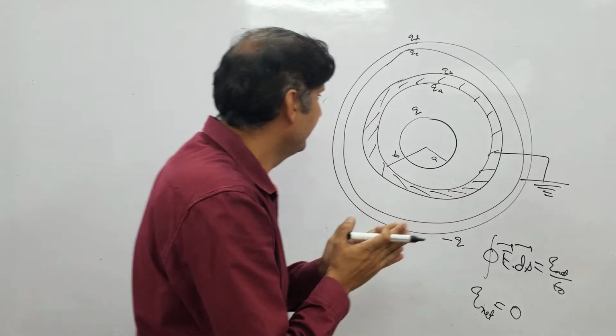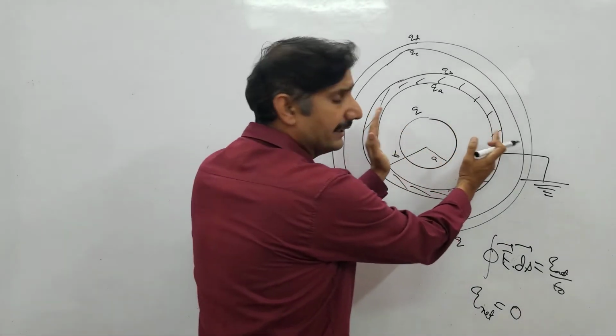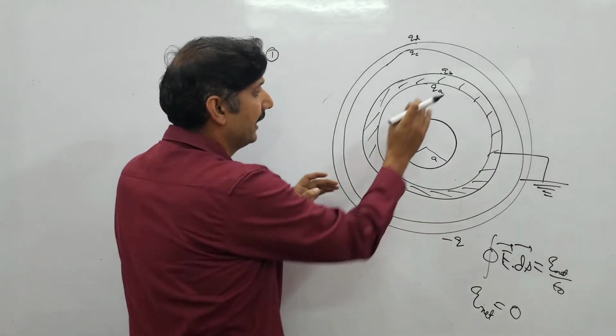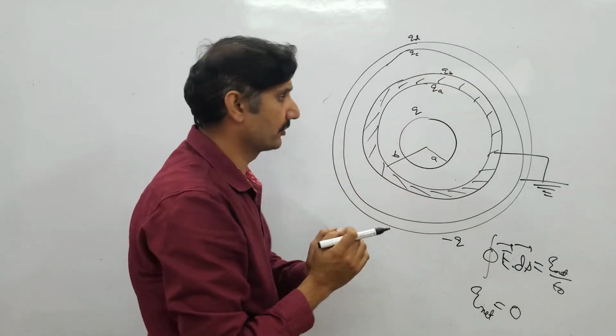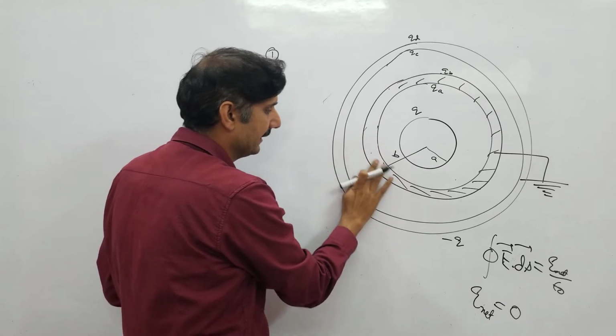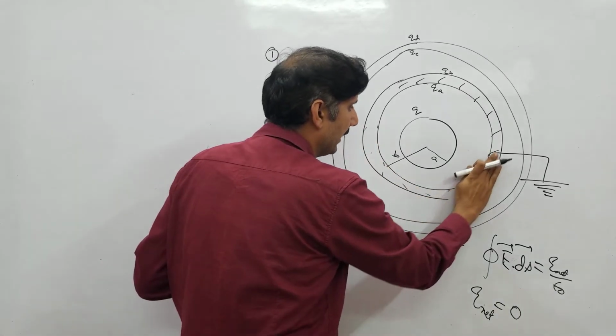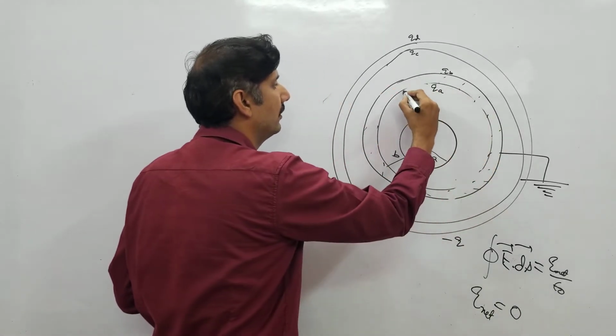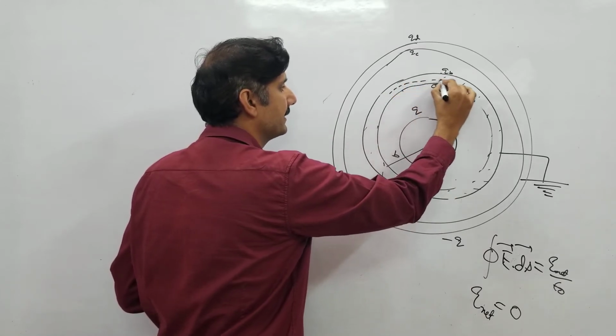So let's proceed with the second sphere. I wish to find out QA and QB first of all. So what I was doing, I had considered its finite thickness. This was done simply because I want to draw a Gaussian surface inside it.